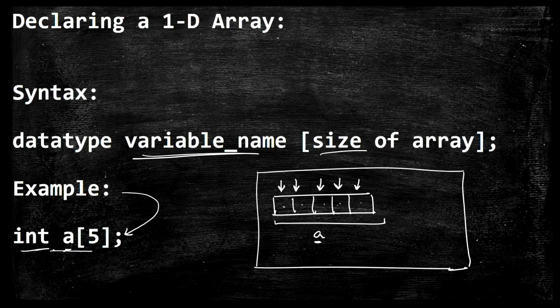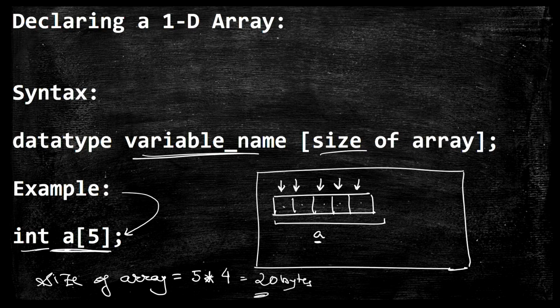So according to the statement, the answer is quite simple. The size of the array will be equal to the size of the array into the size of the data type, that is 4 in this case. So it will give you 20 bytes of memory allocation.